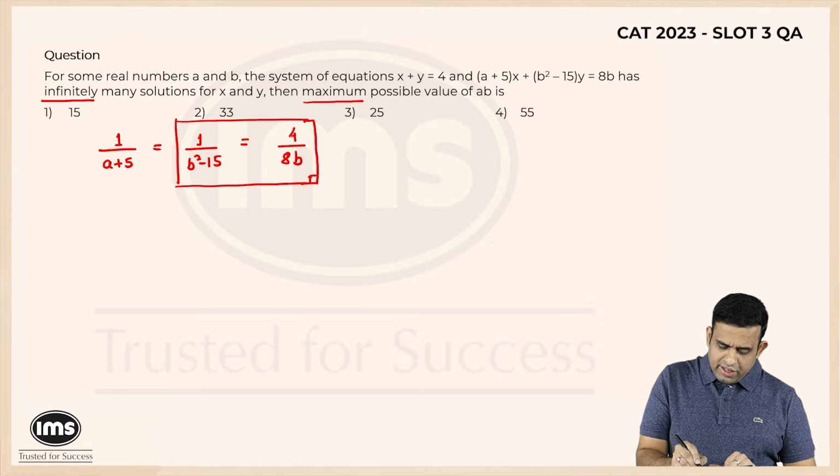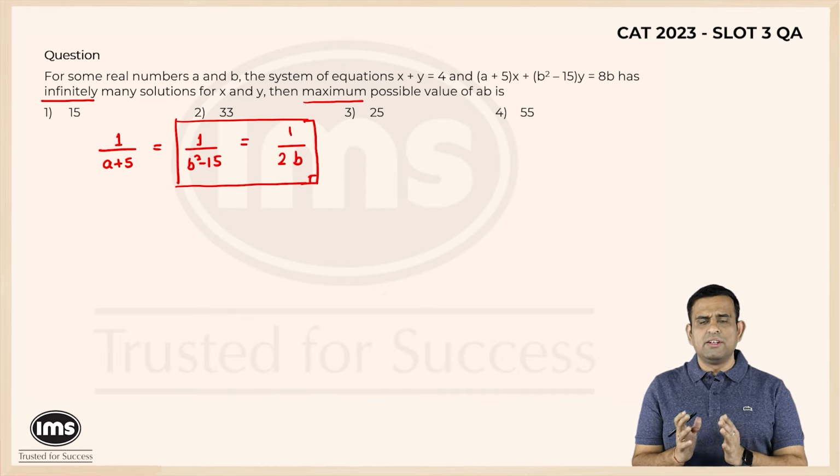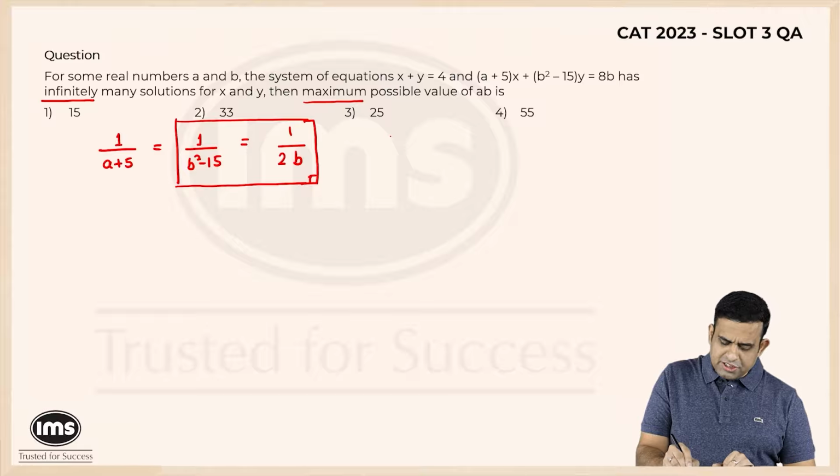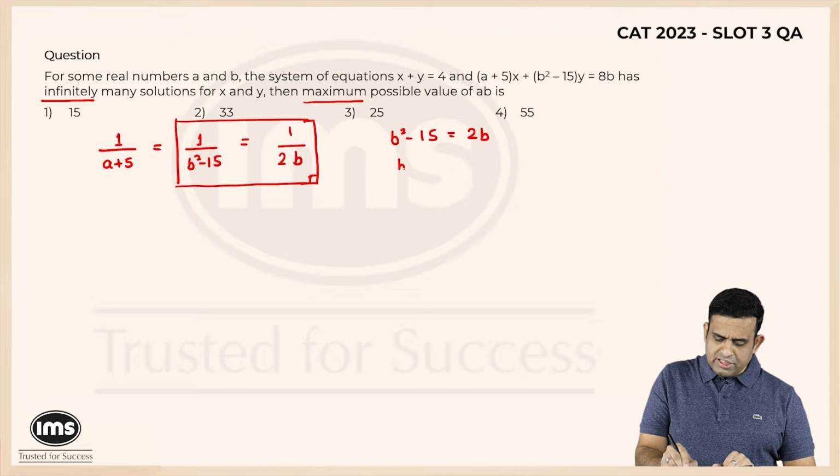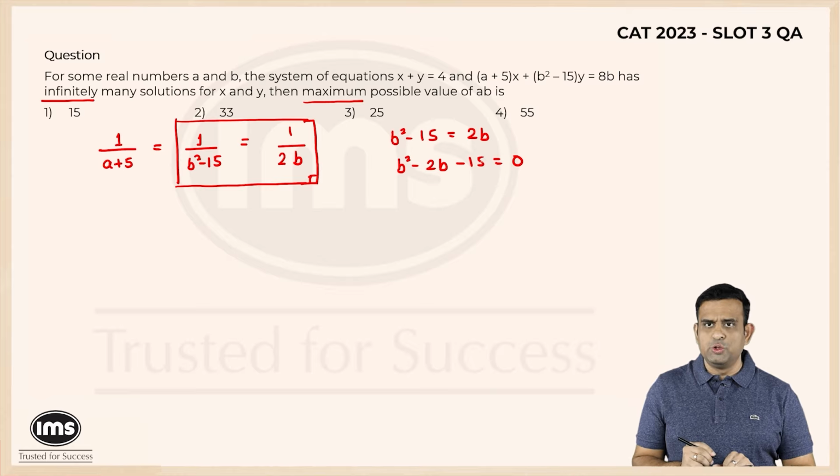So if you look at over here, this is further equal to 1 upon 2b. So I am rewriting the term 4 upon 8b as 1 upon 2b. If I take the second and the third term and do a cross multiplication, one will get b square minus 15 equals 2b, or one can say b square minus 2b minus 15 equals 0.